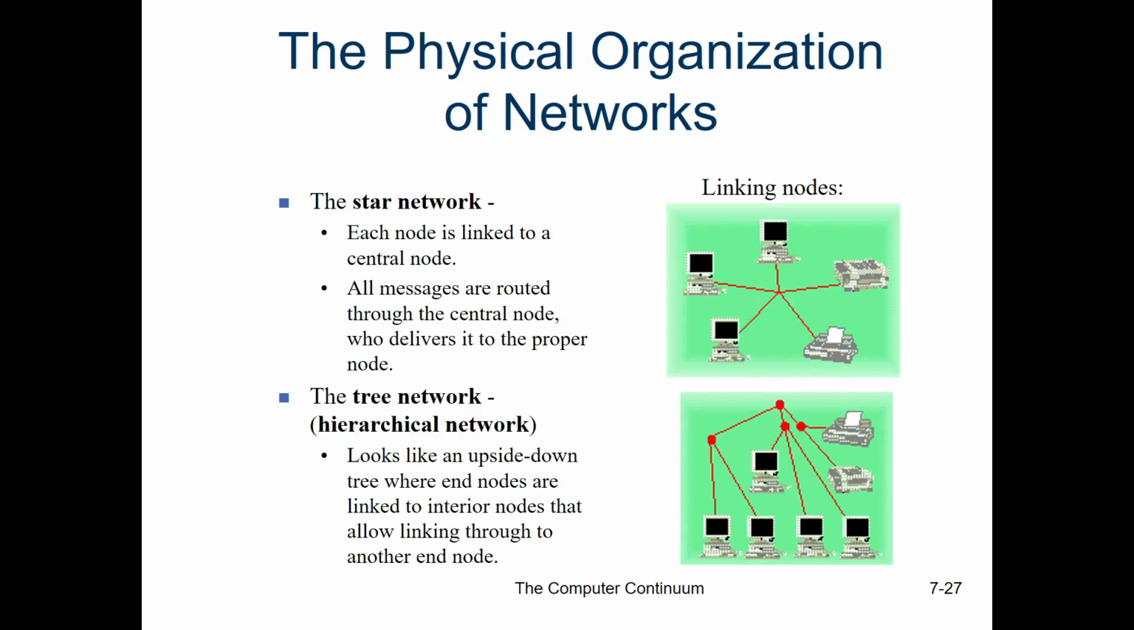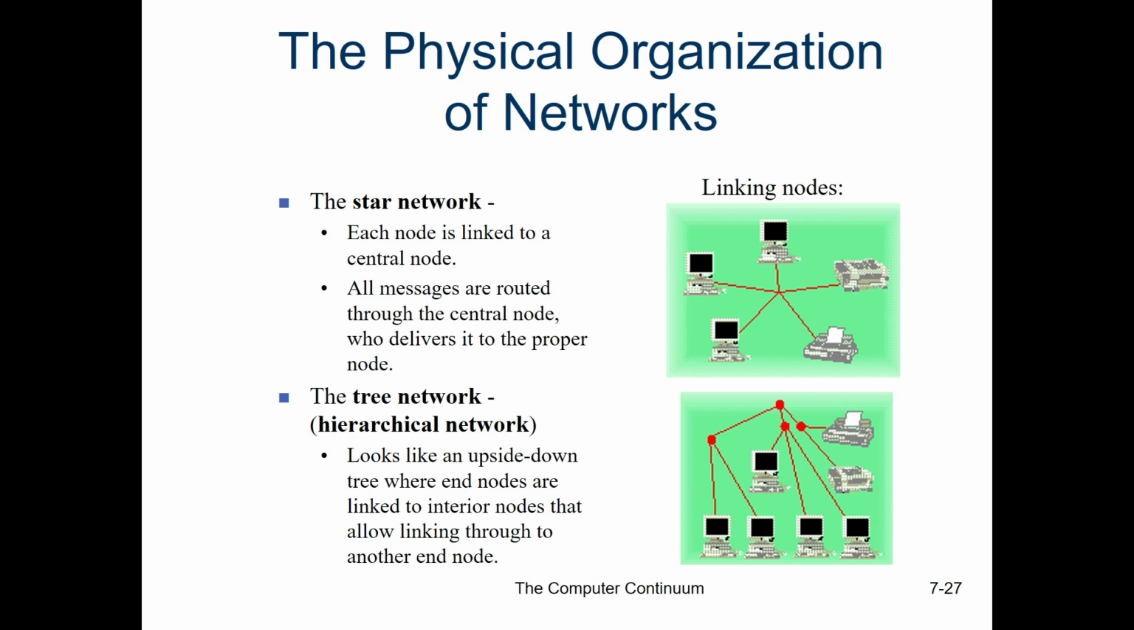All right, then we have the star network. In this network, every node is linked to a central node which is in between, and all messages are routed through the central node, which delivers it to the proper node. So it's like there's one person in between, and there are other people attached to that. The message reaches the central node, and then it's delivered to the nodes which are required, and the central node decides which node needs this packet, or this data. So that's how it works.